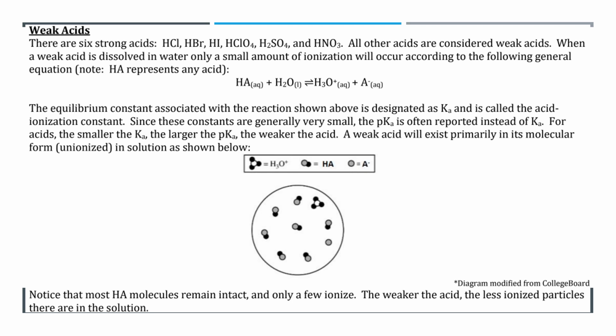So looking at this diagram, a particle diagram, most HA molecules remain intact, while very few ionize. So the weaker the acid, the fewer ionized particles you should be seeing in the solution, or in your diagram, if you will.